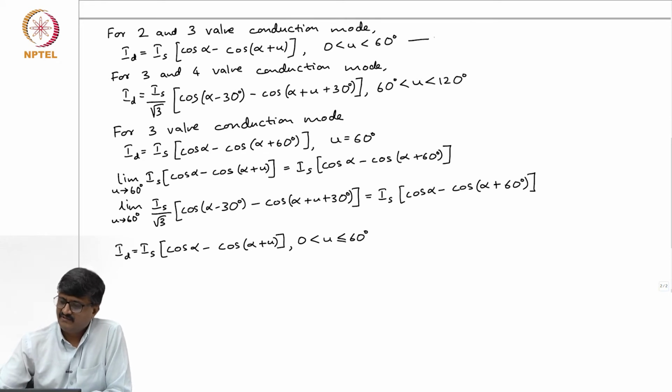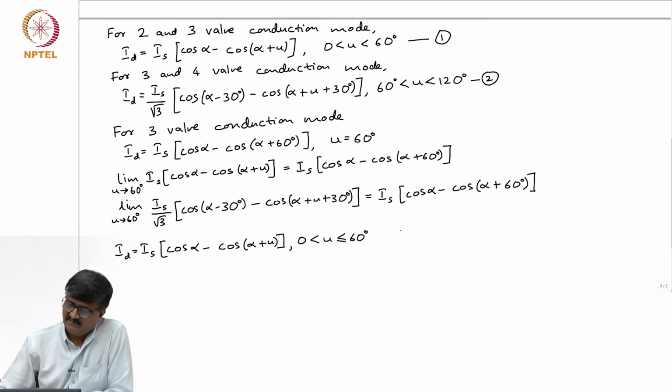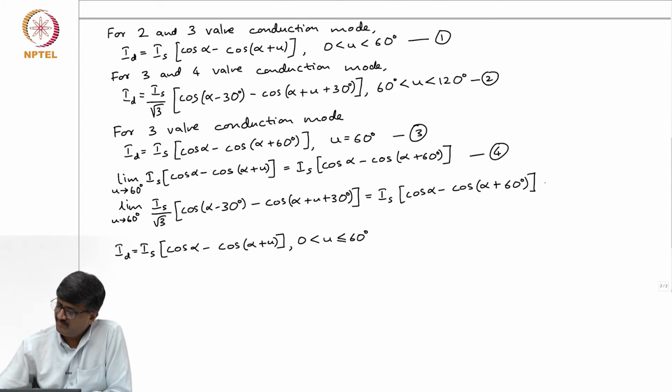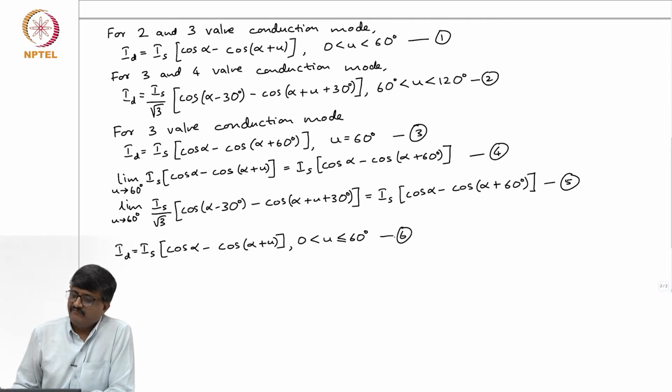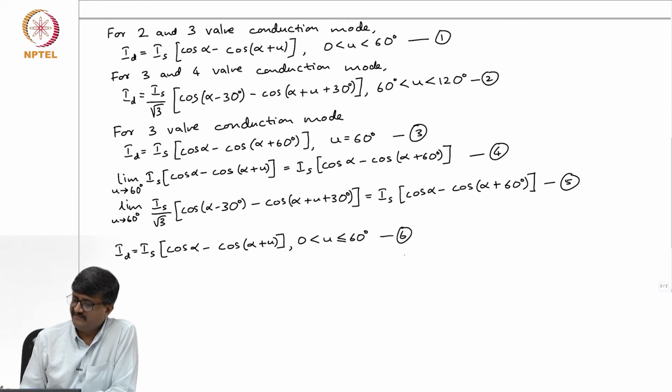Please note there is a difference between this equation, let me call this equation 1, this is equation 2, this is equation 3, and this is equation 4, 5 and 6. Equations 1 and 6 are almost the same, but actually 6 has something more. It also has 3, because u is not just less than 60, it's less than or equal to 60 degrees.